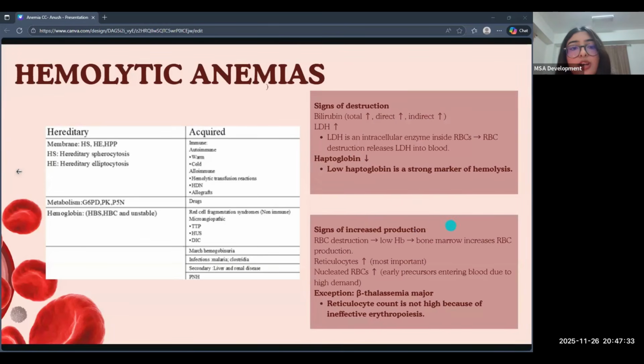Okay, now let's talk about signs of increased production. RBCs are being destroyed, the HB is low, and this signals the bone marrow to increase RBC production. So the reticulocytes start increasing, because there's increased RBC production. Nucleated RBCs also increase. This would not be the case in beta thalassemia major. I want you to remember this. It's an exception. The reticulocyte count is not high here because there's ineffective erythropoiesis.